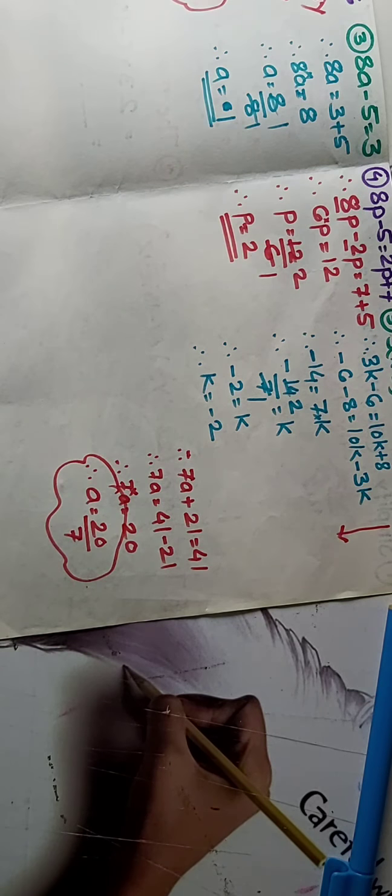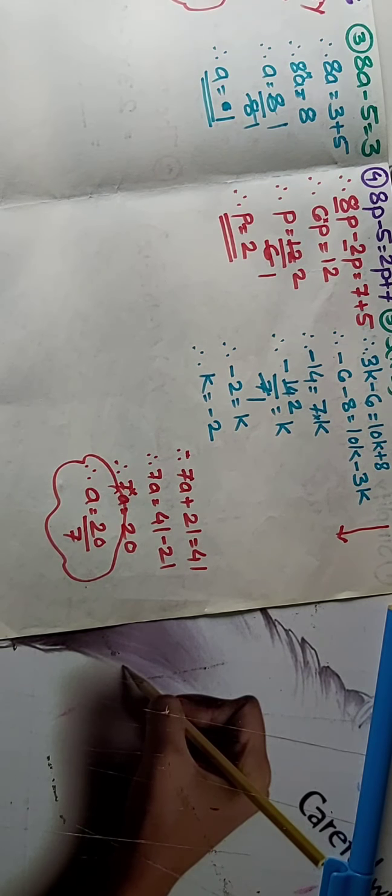Okay, now students, we will solve the word problems. So students, there are 4 word problems. We will solve all the 4 word problems. Now the first one is Rakesh's age is less than Sania's age by 5 years.